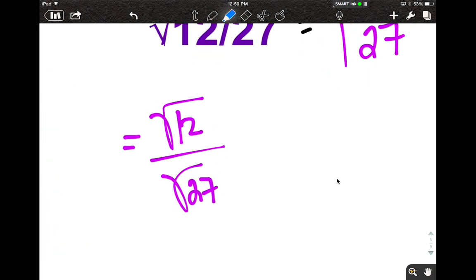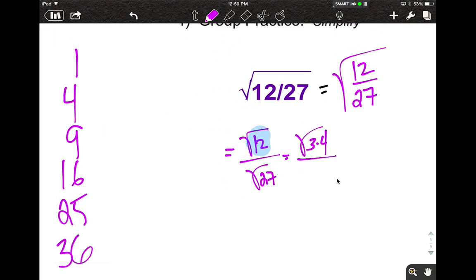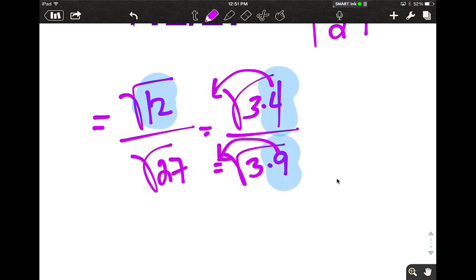Which one is inside of 12? Well, that is the square root of 3 times 4. 4 is a perfect square. What about 27? Any numbers there that are a factor of 27? Hopefully you're saying 9. That's 3 times 9.